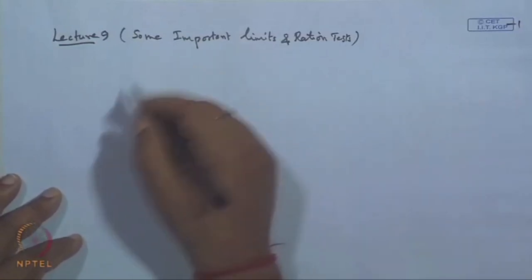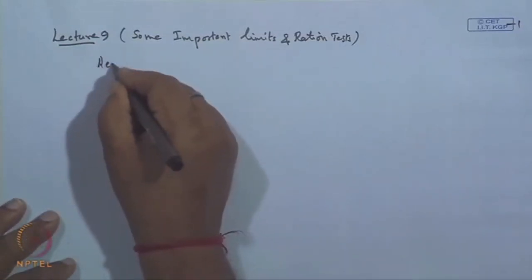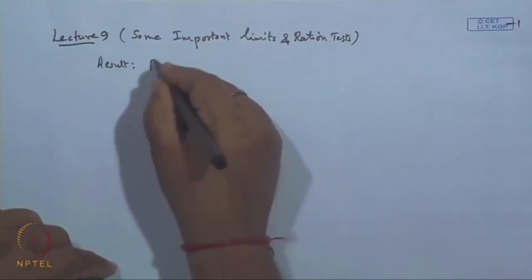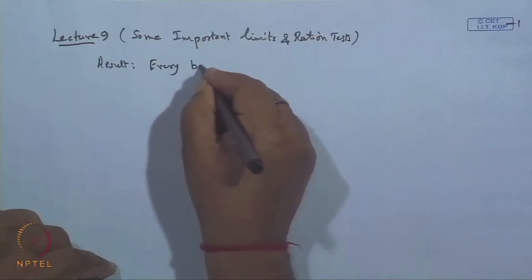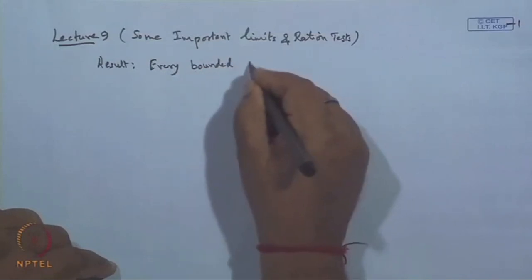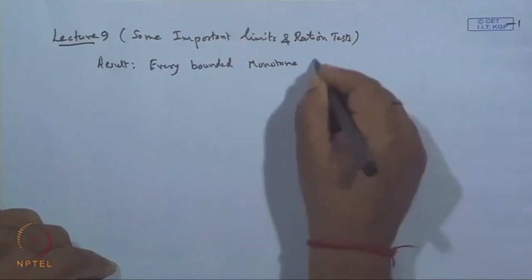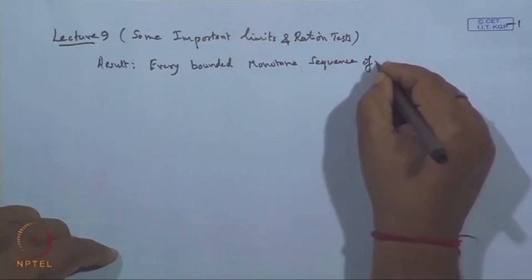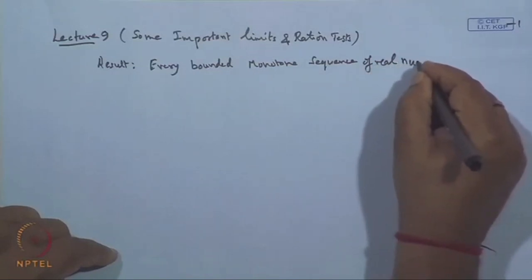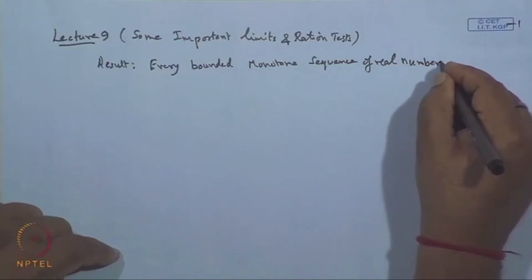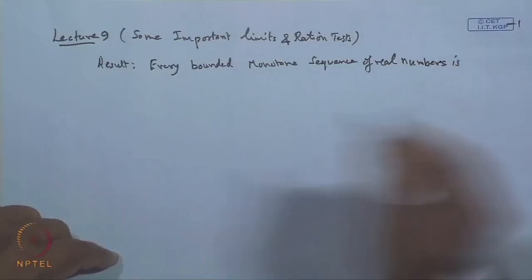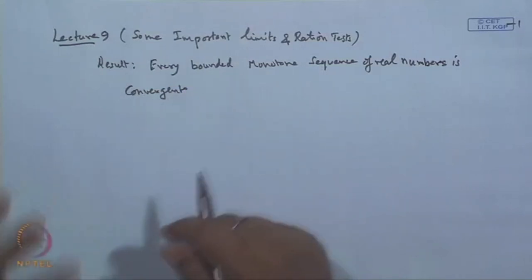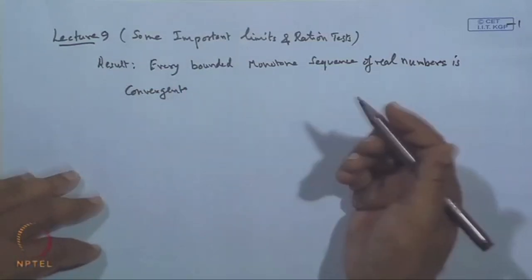That is, the result is: every bounded monotonic sequence of real numbers is convergent. So we will use this result. The proof is just based on this.